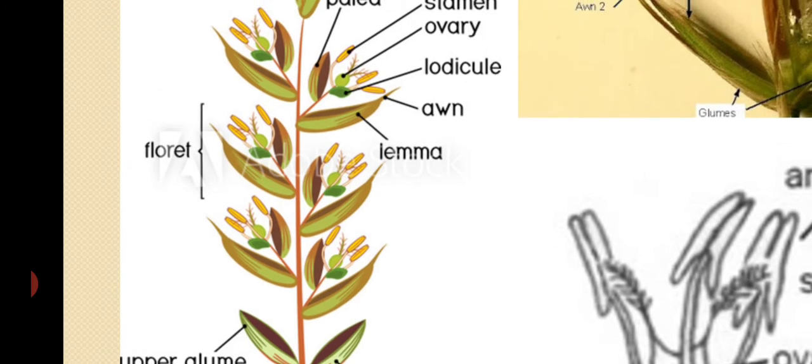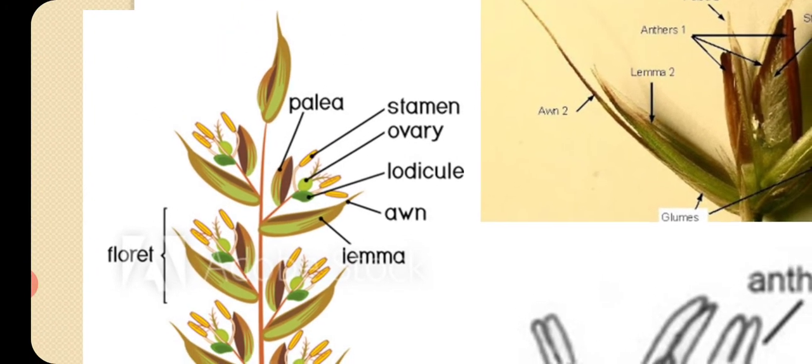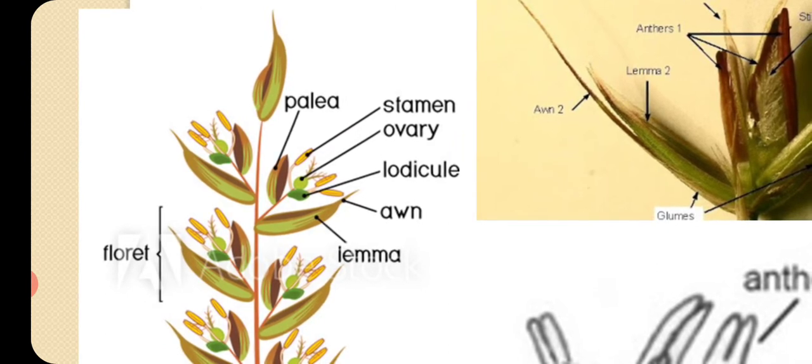Now we can see the labeled one. This is the fertile glume, which is nothing but a bract. Glume 1 and glume 2 are the lower, sterile ones, and the spikelets are arranged in a racemose manner. Closely watching a spikelet, we can see a fertile glume or bract which is called a lemma. Up to this, is it clear?